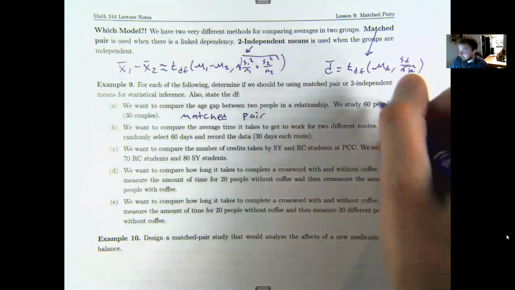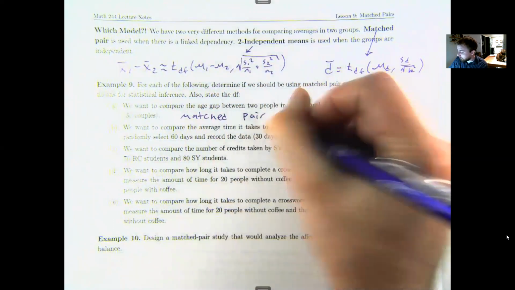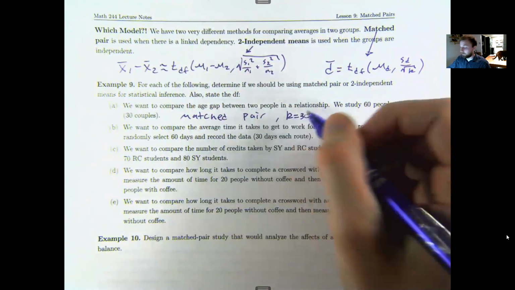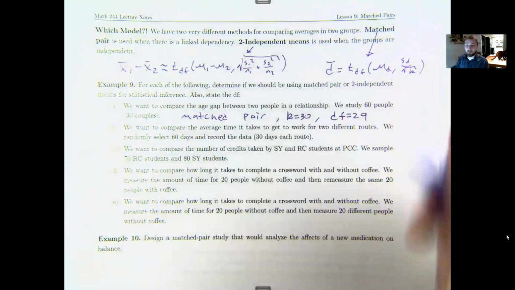So I'm not really looking at the number of people as much as I'm concerned about the number of couples, my before and my after. If I have 30 couples, my degree of freedom here is going to be 29.